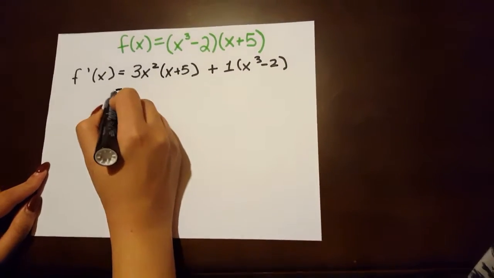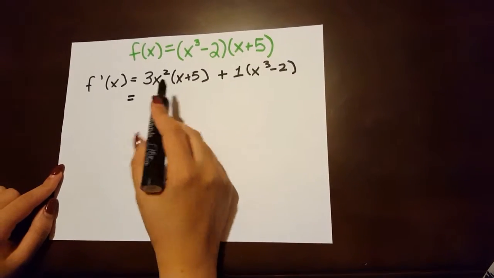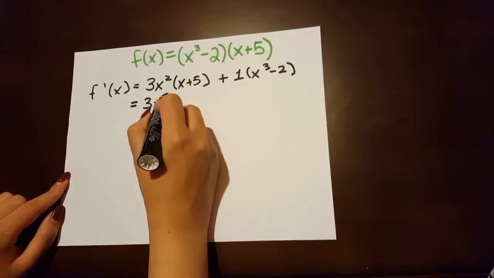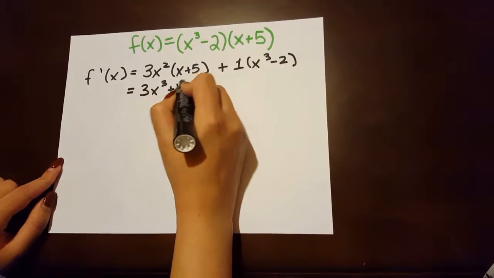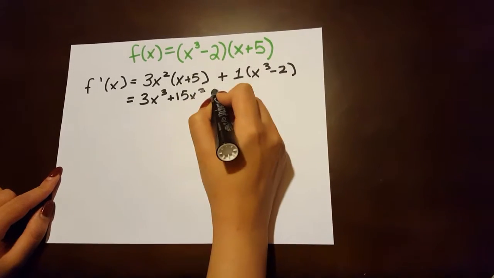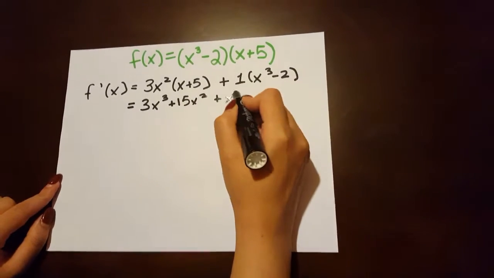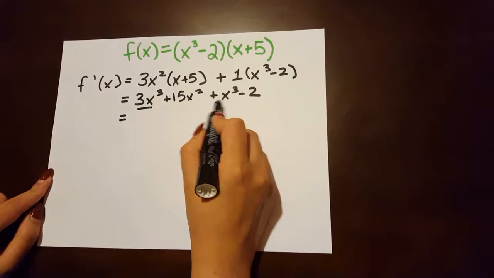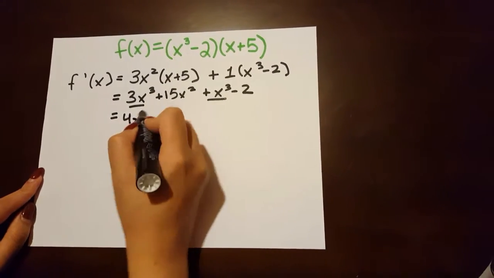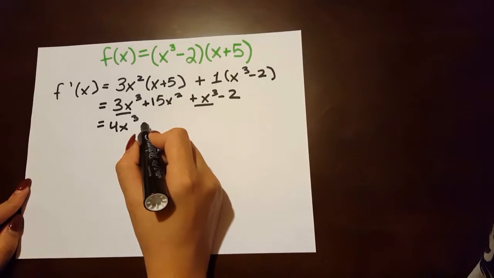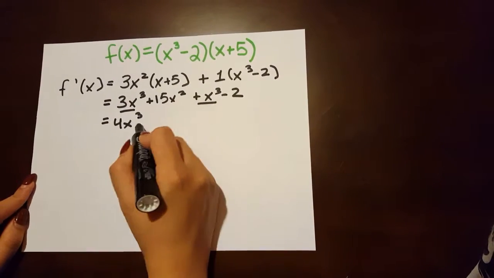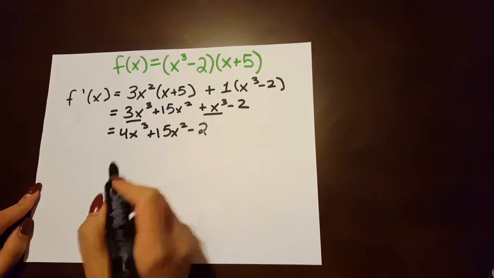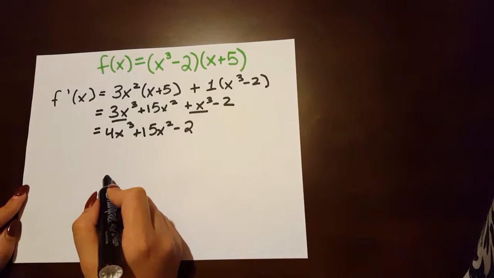Alright, so now we have to multiply this. And 1 times this doesn't really change anything. So collecting like terms, we get this, and that is the derivative.